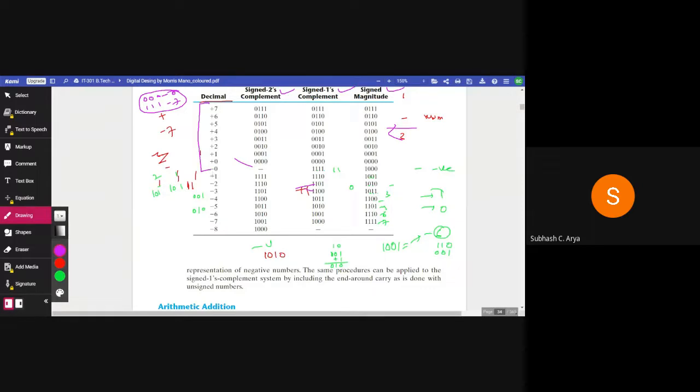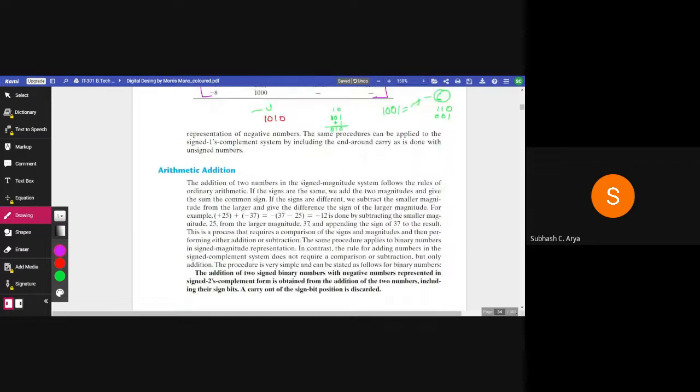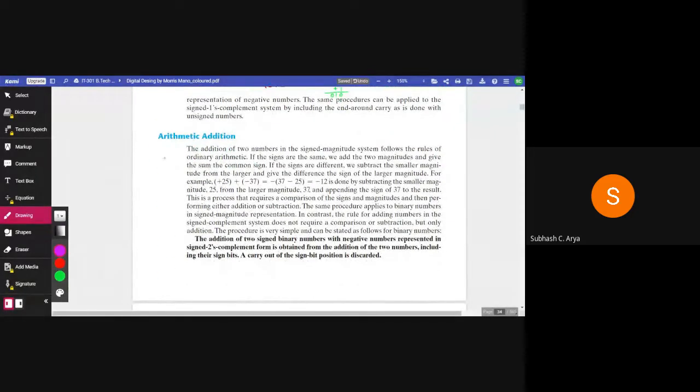You see negative numbers, particularly from -1 to -8. If you want to represent these negative numbers, in sign magnitude, sign 1's complement, and sign 2's complement, their representation differs based on the definition. This we have covered last time. Now coming to arithmetic addition in signed numbers.